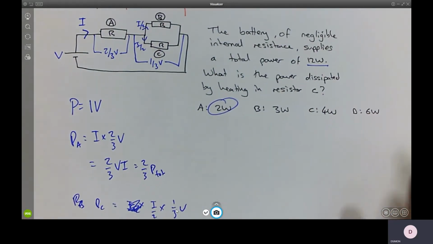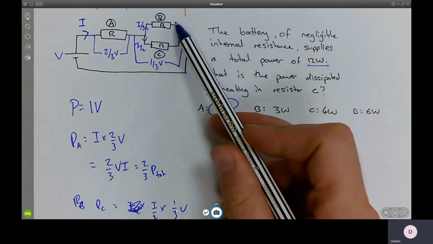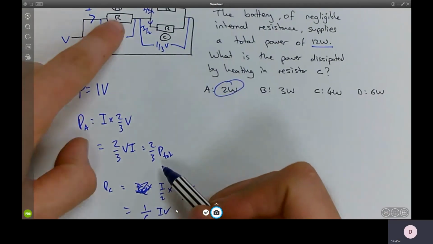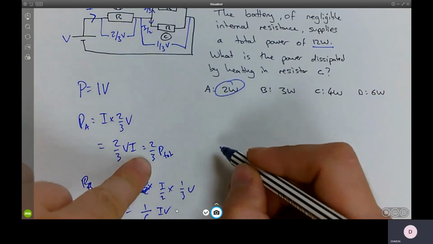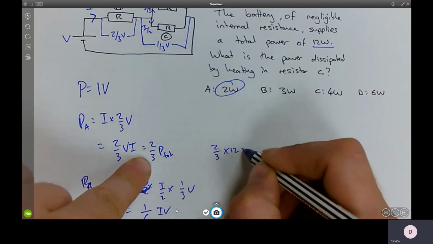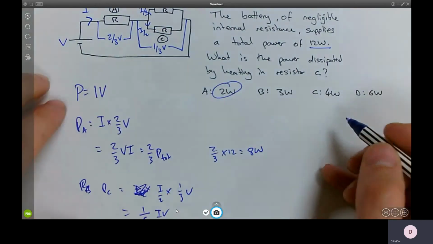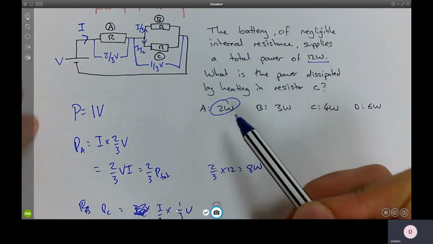Always good to do a quick check to make sure it all adds up. This one's identical, so that's also going to get 2 watts. And A is going to get 2/3 of the total power. So 2/3 times 12 is 8 watts. 8 plus 2 plus 2 is 12, which adds up. So therefore, A is our answer.